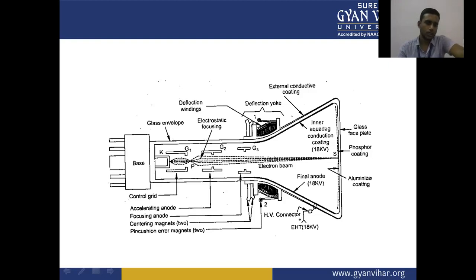The received signal is applied to the cathode, and this cathode generates the electron beam. So we have the control grid, accelerating anodes, focusing anodes, centering magnets, and ion trap magnets. We have G1, G2, G3, three grids in the neck of the picture tube.